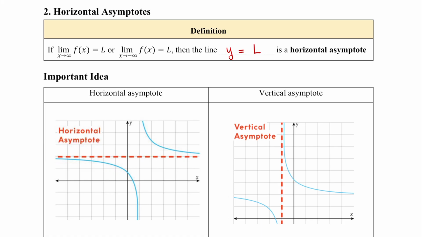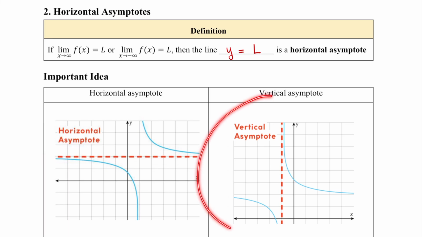Now, let's make that idea more visual by looking at these graphs. On the left graph, notice what happens when x moves far to the right and far to the left. The curve gets closer and closer to the horizontal line. It doesn't necessarily stay on the line, but it keeps approaching it. That horizontal line represents a value the function is approaching. This is what we call a horizontal asymptote.